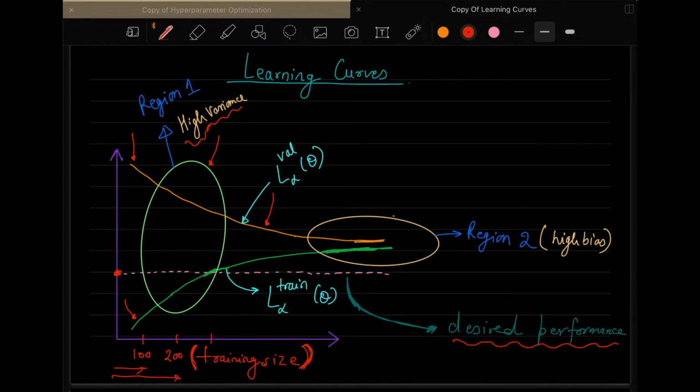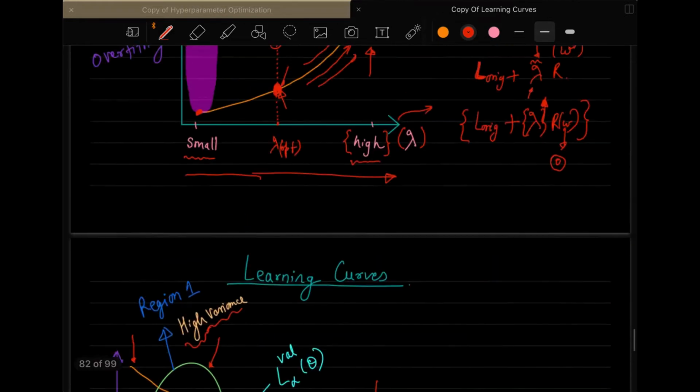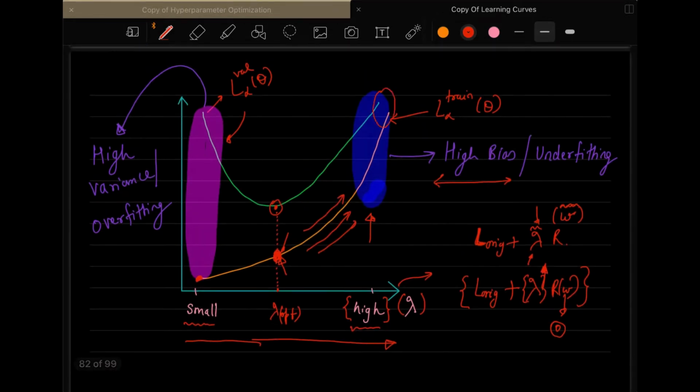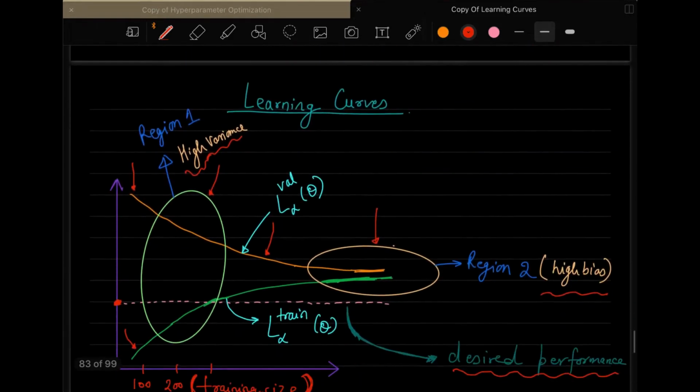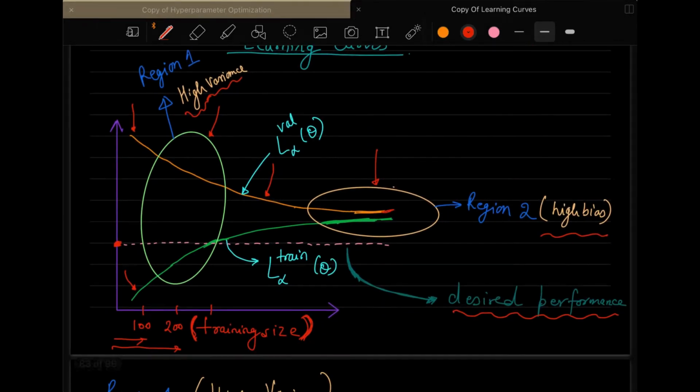And once you continue to increase your training size, then at this point, this highlighted region, we are calling it high bias. In the high bias situation, the training as well as the validation loss are nearly close to each other, but the value is very high. Here also you can see they are close, but the value is very high. So same goes here, in case of high bias, you have this region. Now there are a few important points that we have to take care of to deal with these different regions, like high bias or high variance.